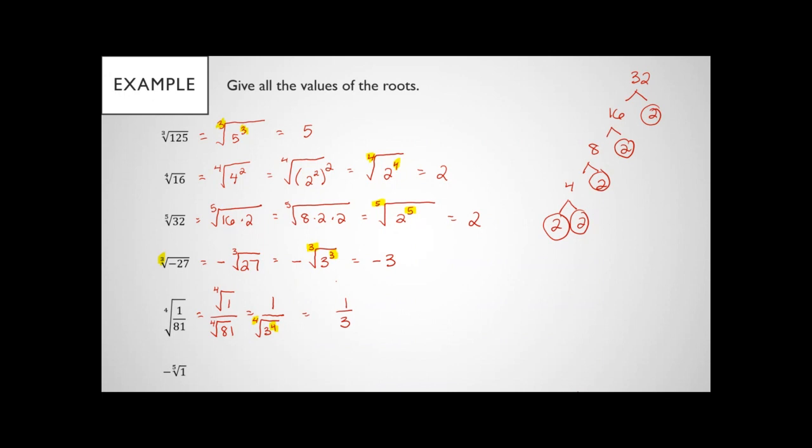Then the last one, we have a negative 5th root of 1. So if that negative is outside, we're going to get a negative answer here. So you can treat it as if there's parentheses around here. That negative is going to make whatever answer we get negative. So the 5th root of 1 is 1. So this is just going to give us negative 1. So I'll kind of box these to make them stand out.